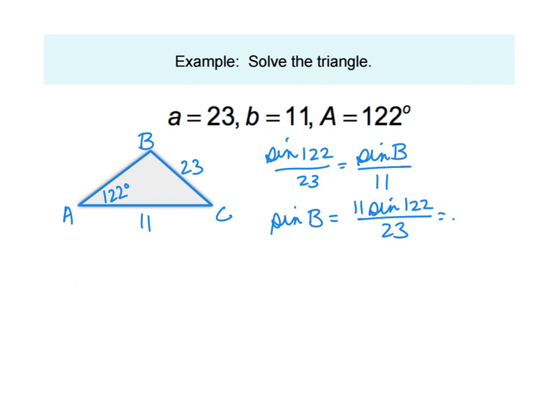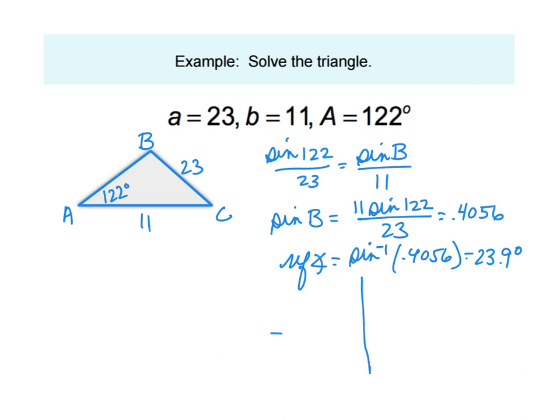And I find that that is 0.4056. My reference angle then would be inverse sine of what I just found. Again, my calculator is in degree mode. So that is 23.9 degrees. Well, again, I could have an answer in the first quadrant or the second quadrant, both with that same reference angle.